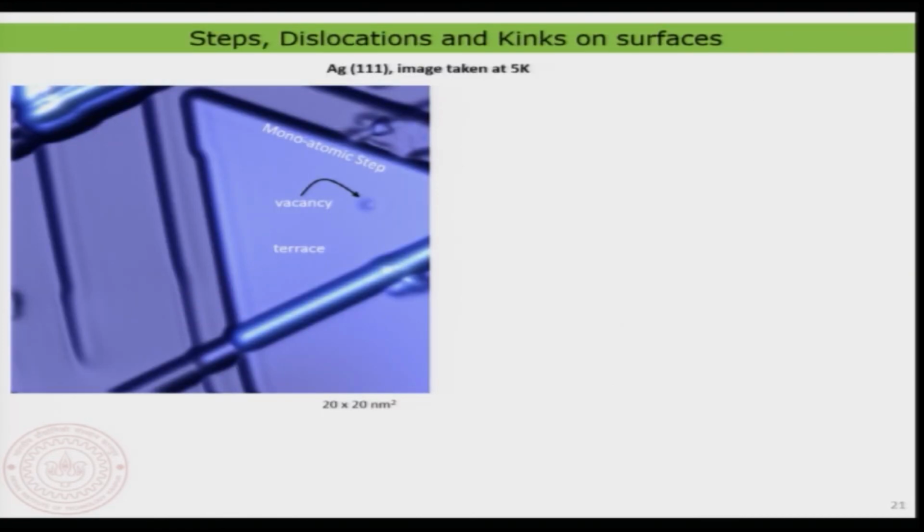Although we have considered so far only extremely flat and smooth surfaces, you see the real experimental result shows this is a silver 111 surface prepared using sputtering and annealing, and after the preparation you find the surface is not looking extremely flat as we have expected. It is actually looking much more heterogeneous.